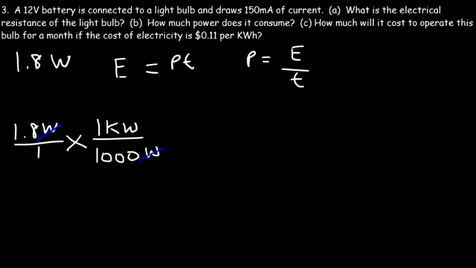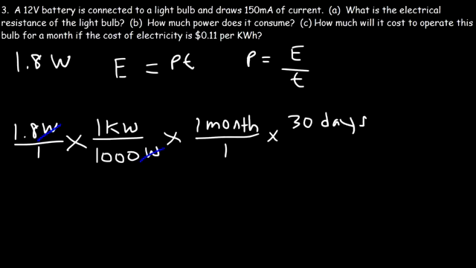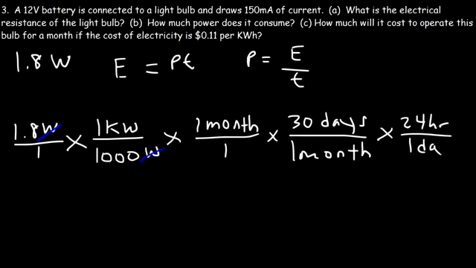Now, we need to multiply by the number of hours. The total time that the light bulb is going to be operating is for 1 month. And there's 30 days in a month on average. And there's about 24 hours per day. So notice that the unit months cancel and the unit days cancel as well, leaving us with kilowatt times hours. So this will give us the amount of energy being consumed in 1 month.